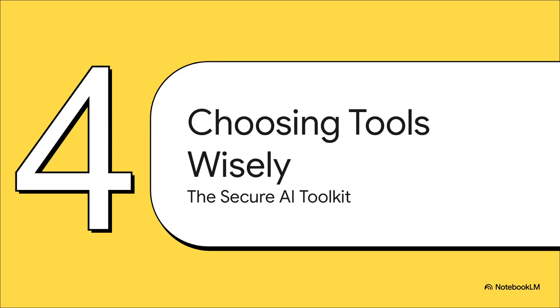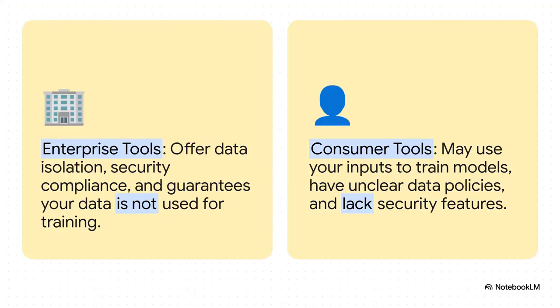All right, but here's the thing. You can have the best process in the world, but if the tool you're using is leaky, none of it matters. So let's talk about choosing your tools wisely, because they are definitely not all created equal. This is a really important distinction. On one side, you have your enterprise AI tools. These are built for business. They come with all sorts of security features, like data isolation, compliance certifications, and, this is huge, a contractual promise that your data won't be used to train their models. Your data stays your data.